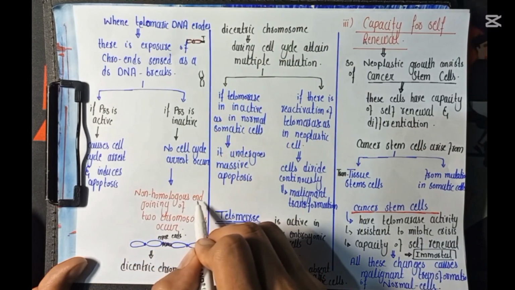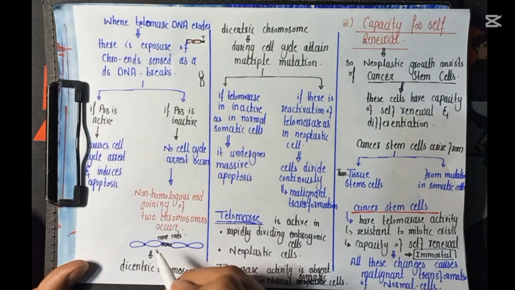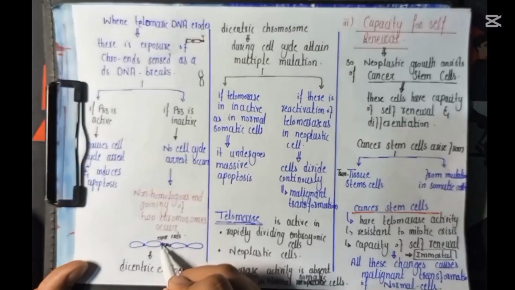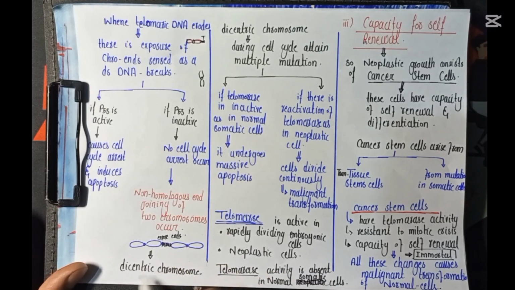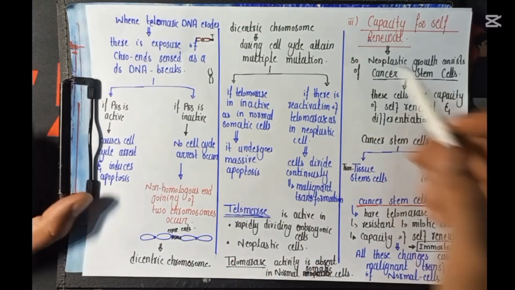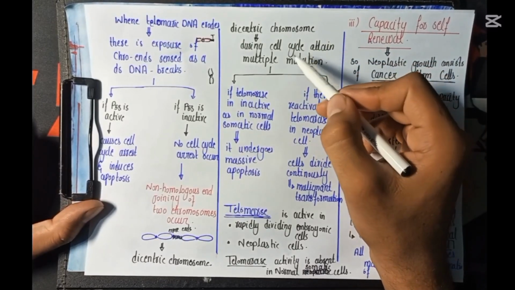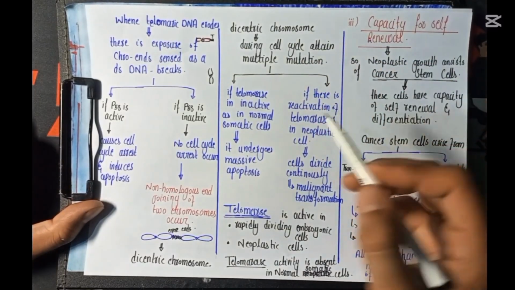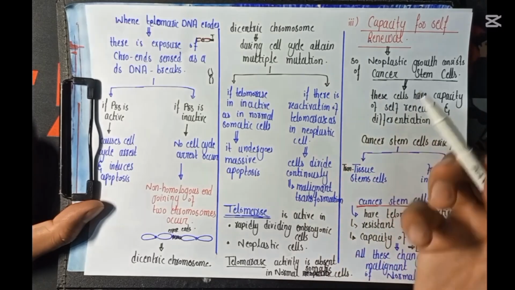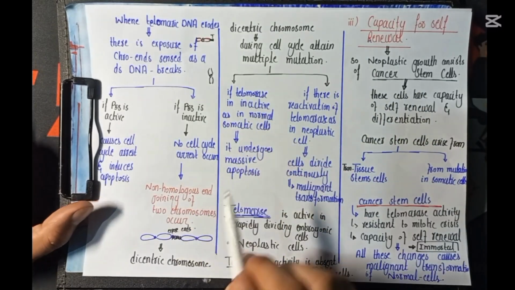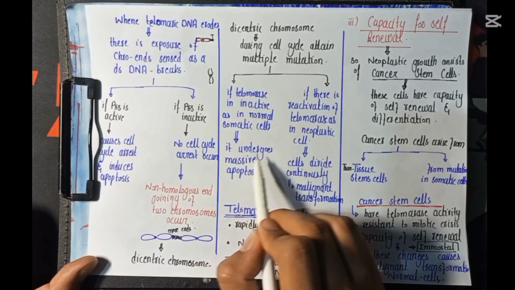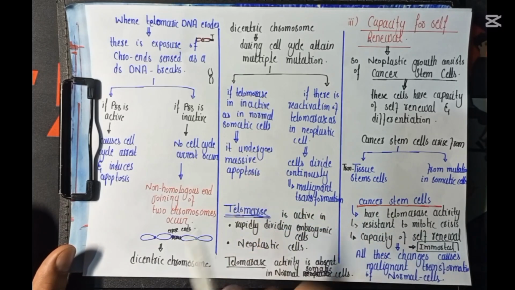They cause non-homologous end joining of the two chromosomes. Let's suppose there are two chromosomes and these telomeres are eroded, and the two ends are exposed as double DNA strands. So there is joining of the two chromosomes, and they form a dicentric chromosome. The dicentric chromosome attains multiple mutations during the cell cycle, and that depends upon telomerase activity. If the telomerase enzyme is inactive, as in the normal somatic cell, then the dicentric chromosome will undergo massive apoptosis and lead to cell death.